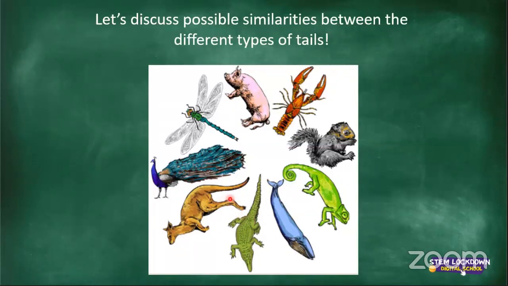And a kangaroo? Why is a kangaroo's tail important? You can type anything in the chat box about any of the tails that you see here if you want to say something about it. This is a whale. Why is a whale's tail important? And a peacock. This is a male peacock. What does it do with its tail? And the squirrel even.